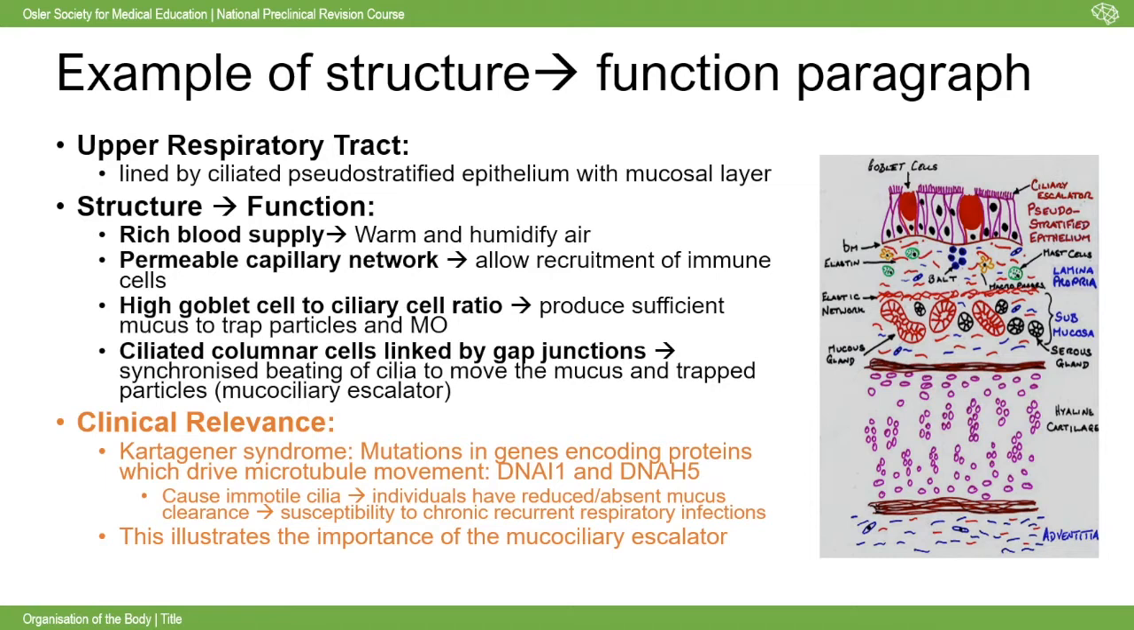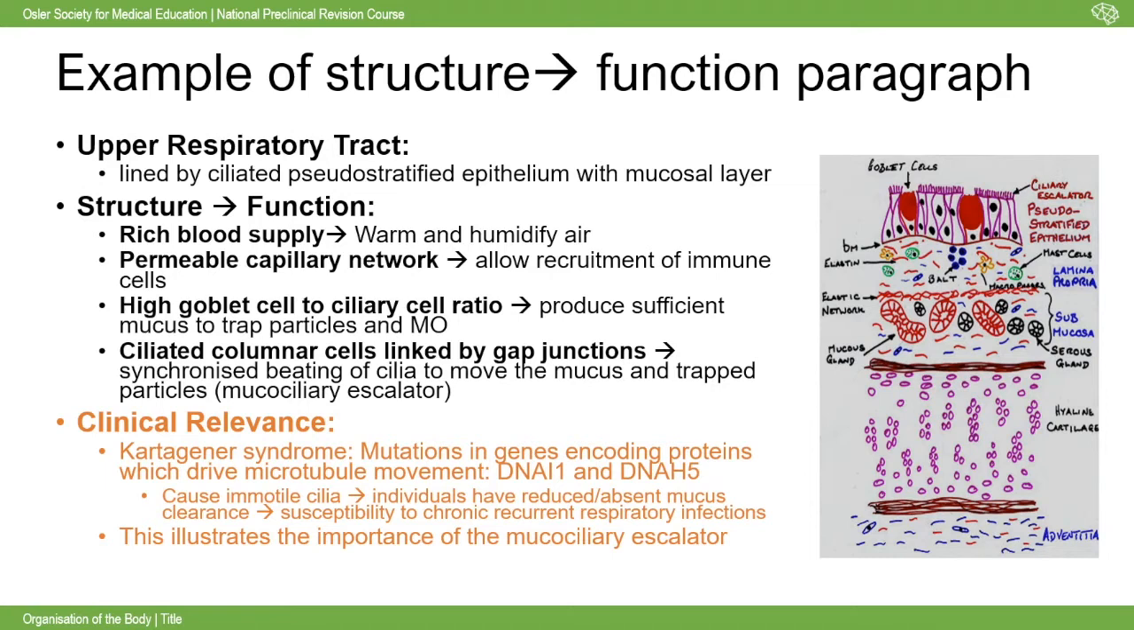So looking now at the structure's function, we know that it has a rich blood supply. This is in order to warm and humidify the air that is travelling through the respiratory tract. So there we have the structure to the function. We then have a permeable capillary network, and this allows the recruitment of immune cells. This is important because this tissue is going to be receiving air which has been somewhat purified, but is still going to have pathogens and foreign particles in. So you want to make sure that these are being phagocytosed by immune cells to avoid any kind of infection.